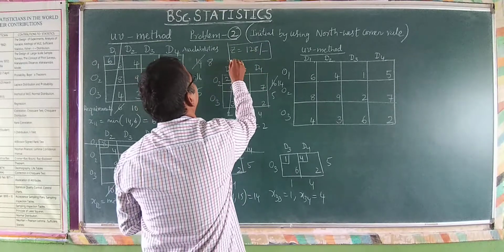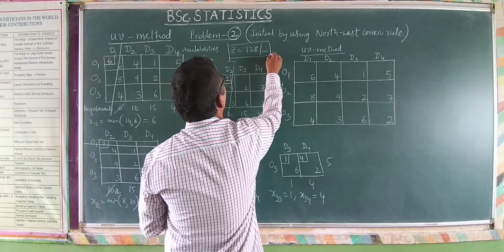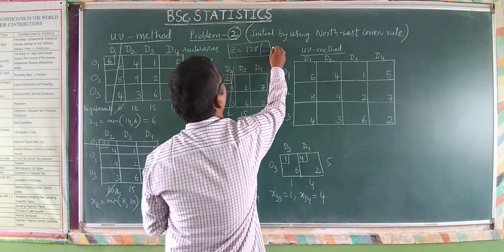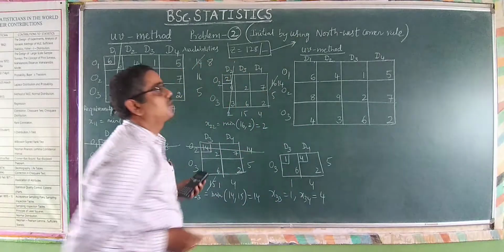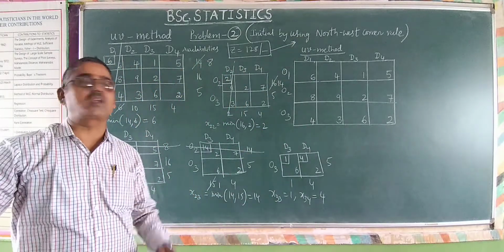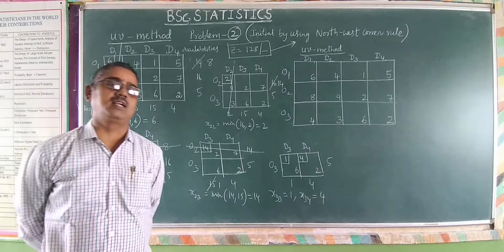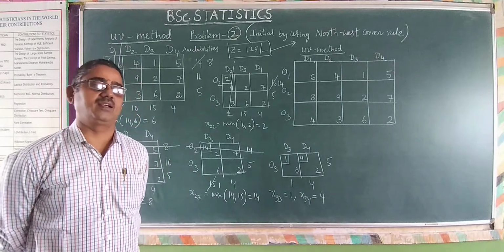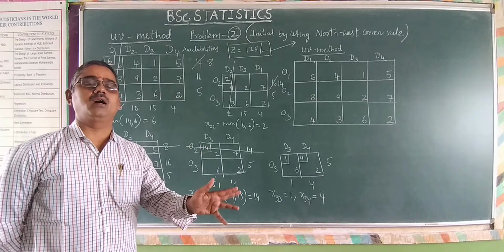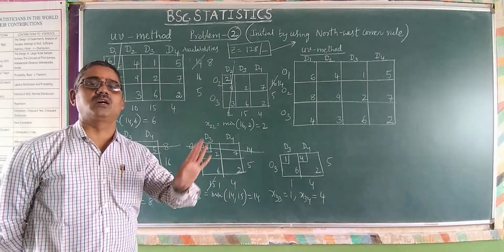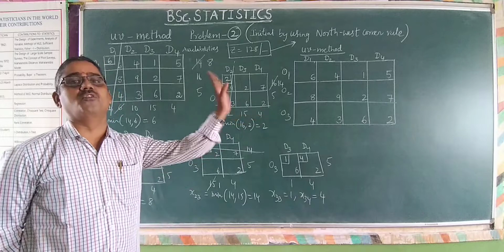Okay. So that we compare at the end. This is the cost by using northwest corner rule. So you please keep this particular cost and we compare at the end what cost is going to be obtained. If it is reduced in the UV method, then only the optimum solution is obtained. Otherwise this is the optimum solution.